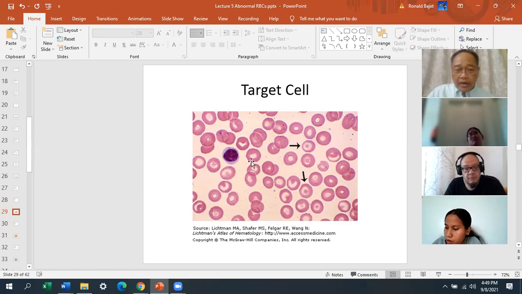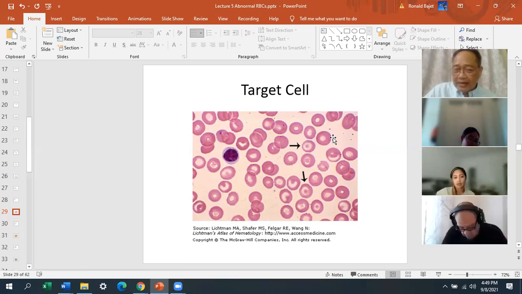These are target cells. Alternate name, anybody remember? Codocytes. Codocyte, okay? What's the alternate name of a teardrop cell? Dacrocyte. Good, thank you. All right.